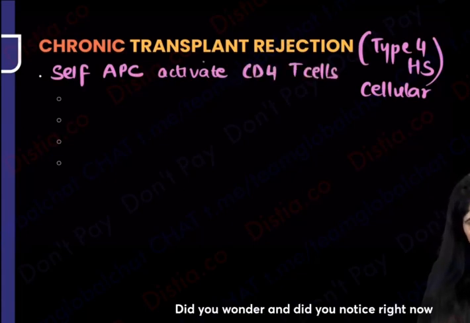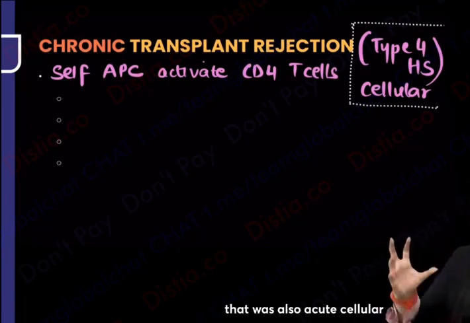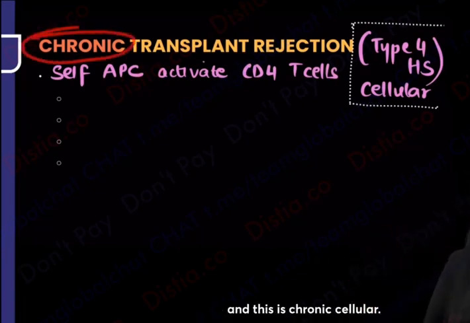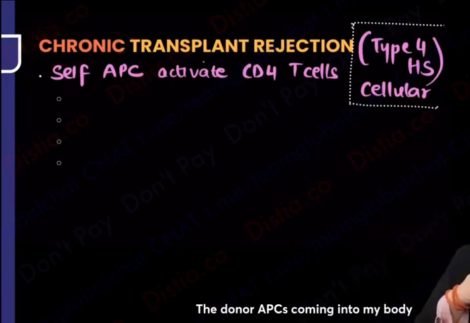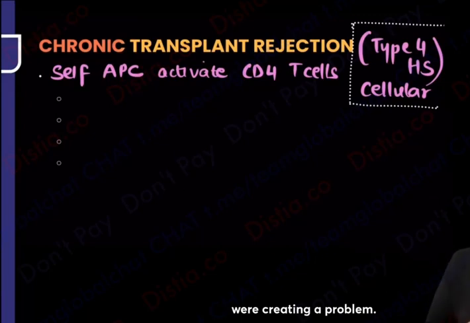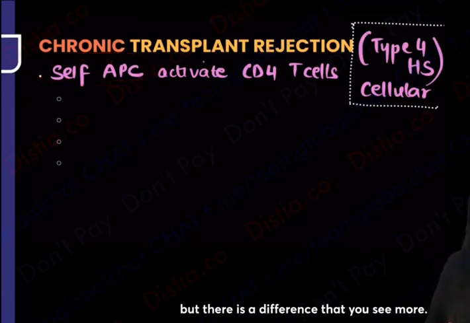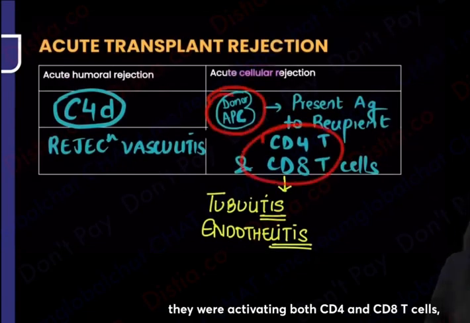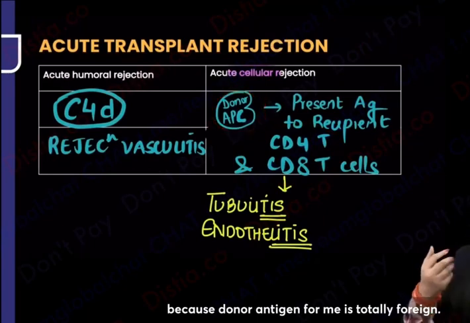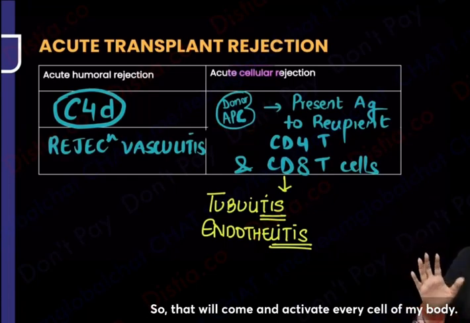Did you notice that the previous one was acute cellular and this is chronic cellular? In acute cellular, I was having a problem with the donor. The donor APCs coming into my body were creating a problem. Over here, my own APCs are creating a problem. But there's one more difference. When the donor APCs were creating a problem, they were activating both CD4 and CD8 T cells, because donor antigen for me is totally foreign. I have never seen that antigen, so it will activate every cell of my body.